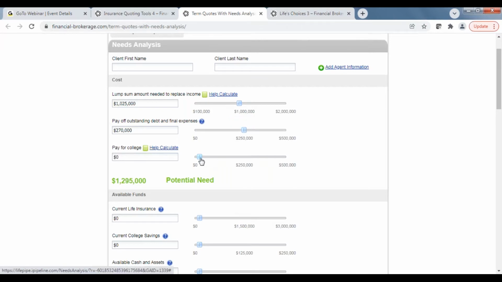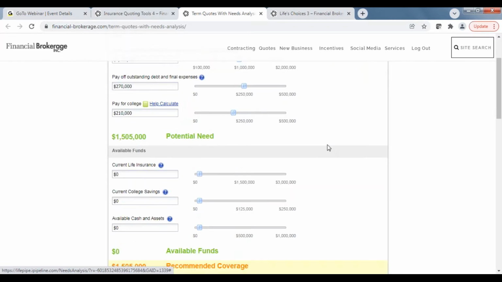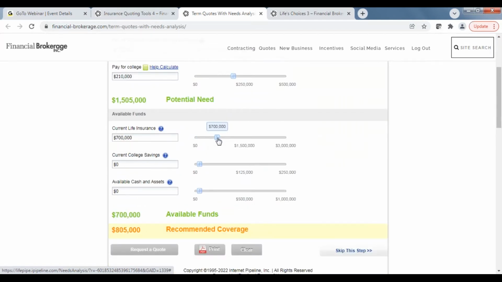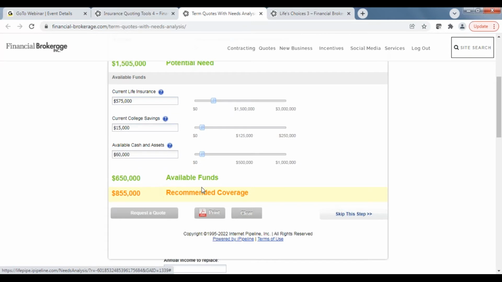We have another calculator that can help determine what the cost of college is going to be for your area, whether it's a private or a public institution that they plan to go to. So now we have our potential need for this client. You can input their current life insurance, their current college savings, any available cash, and it will give you a number as far as the amount of coverage that is recommended. Once you do this, you can hit print, and it will generate a PDF that you could then send to your client, hand to them, or just save in their file for your records down the road.